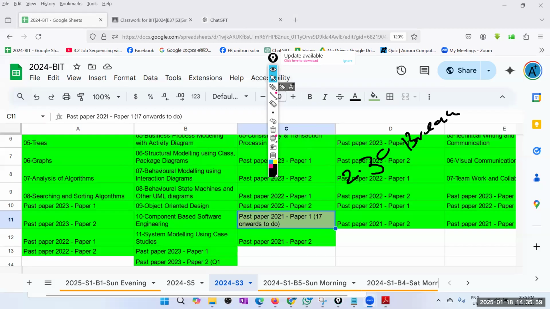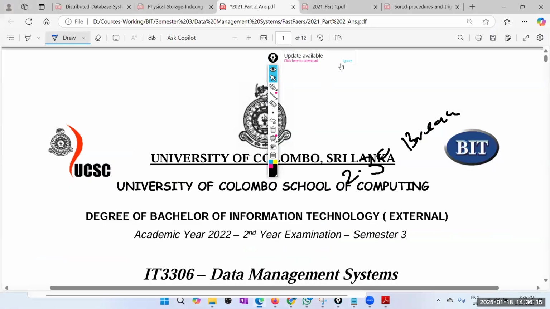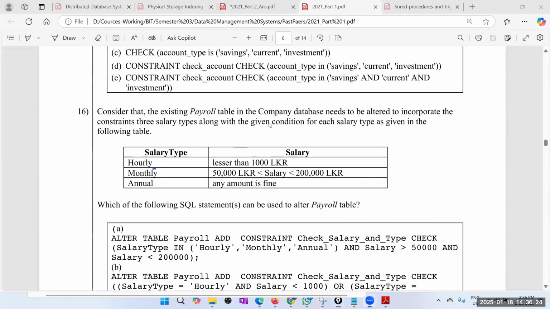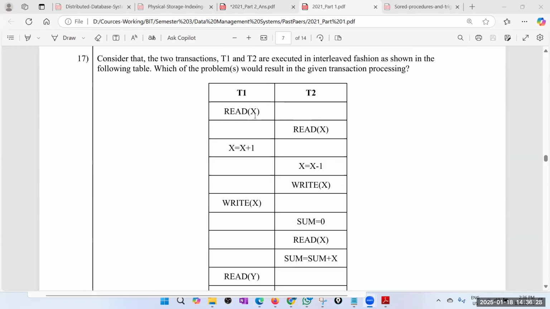Okay, so let's continue the 2021 paper and finish it. Question number 17 onwards. Right, so we did up to 16. Let's move on to 17 onwards. This is of the MCQ paper, the last MCQ paper.